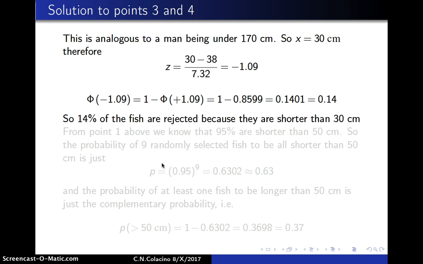Now let's discuss the solution to points 3 and 4. The point 3 is analogous to a man being under 170 centimeters. Remember from the previous example, we want to know how many fish are shorter than 30 centimeters. So Z is 30 minus 38, which is the mean, divided by 7.32, which is the standard deviation we've just found, which gives minus 1.09. Phi of minus 1.09 equals 1 minus phi of plus 1.09, which is 1 minus 0.8599 equals 0.1401, which gives 0.14. So 0.14 is 14%, 14 divided by 100. So 14% of the fish are rejected because they are shorter than 30 centimeters.